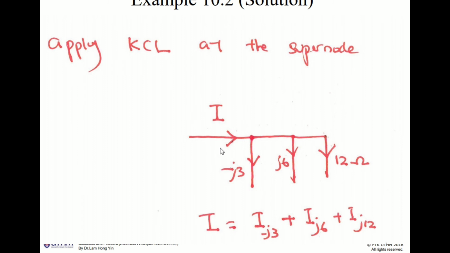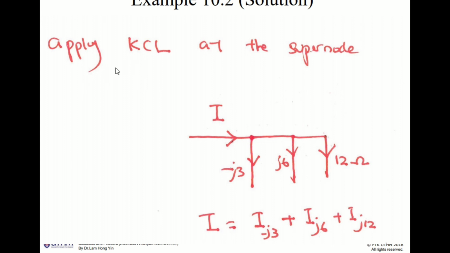Applying KCL at the supernode, we get the current I over here, and we have other currents over here. For this analysis I just put the values. You can put I1, I2, and I3, but for this it's much simpler. Just put I for the capacitor, and then for the inductor, j12. It's up to you how you define it. You can put this one I, and this one I1, I2, and I3.